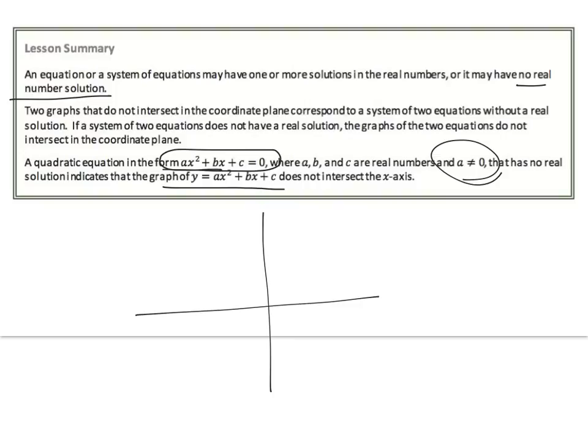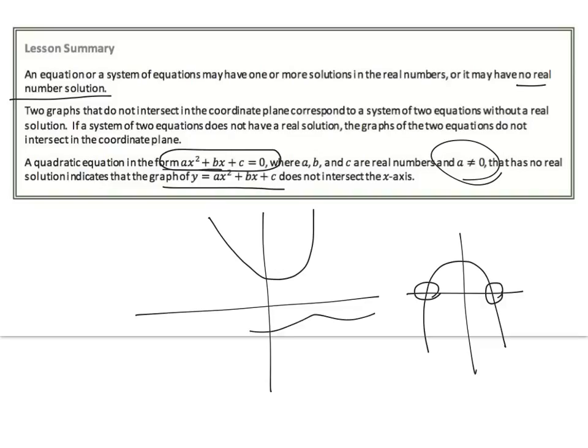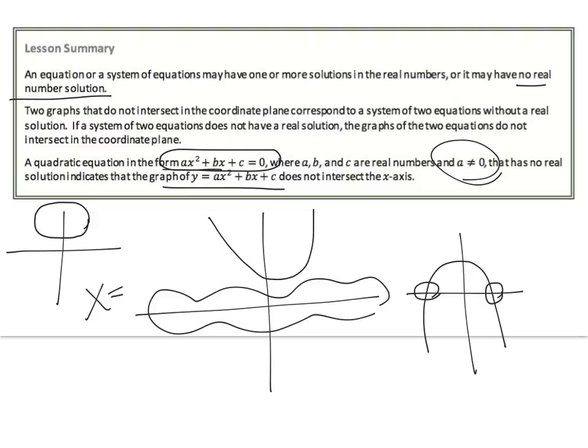If we have a quadratic equation that doesn't intersect the x-axis, that means it doesn't have any solutions. There's no zeros. Remember, when we have a quadratic equation that intersects the x-axis, then we have zeros, we have solutions. If it doesn't intersect the x-axis, then there's nowhere that I can say x equals something because it never crossed the line. Same with circles. If I get a circle that doesn't intersect the x-axis, then there's no solutions. There are no zeros.